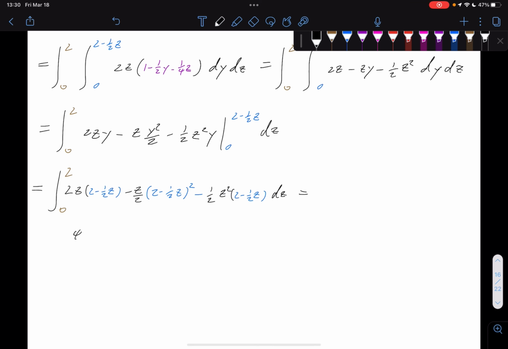All right, let's simplify that a little bit. So that will give us 4z minus z, 4z minus z minus z squared over 4 minus 2z plus 1/4 z squared, and then minus 1/2 z squared, so that is minus z squared plus 1/4 z cubed, and then dz.